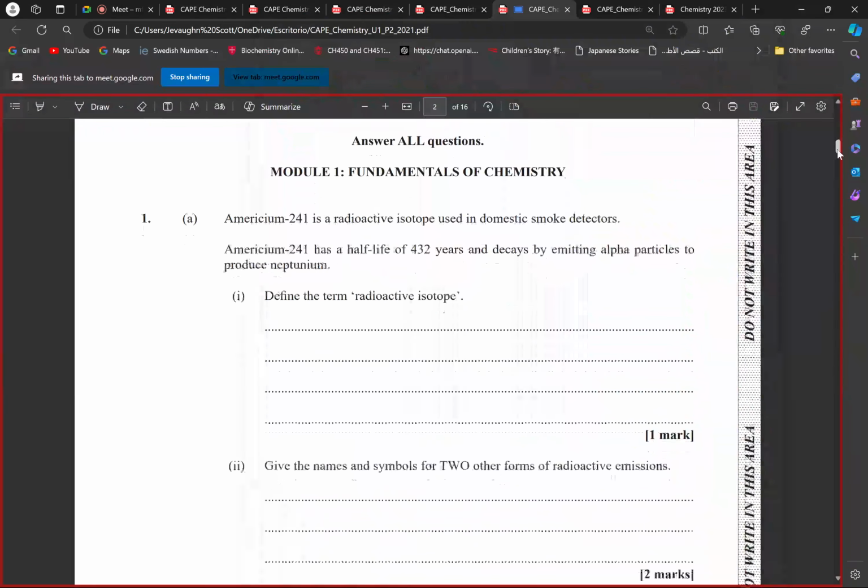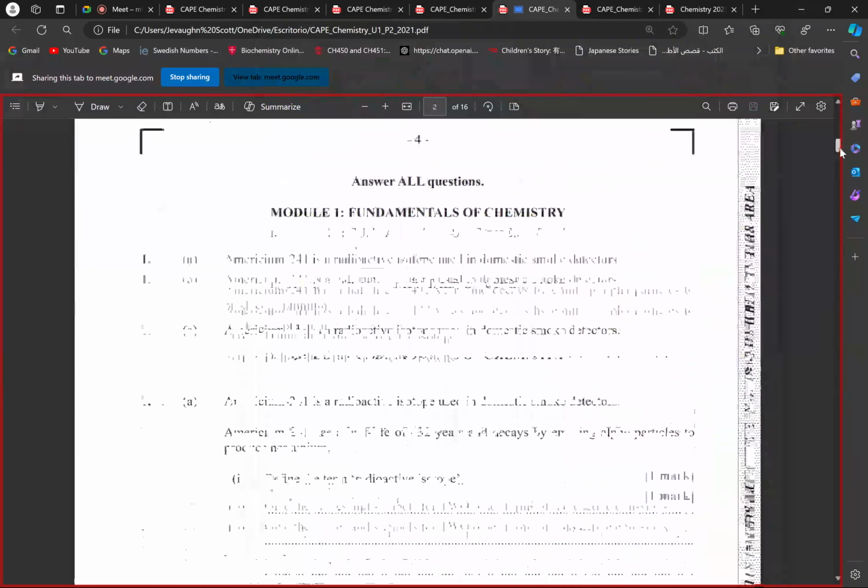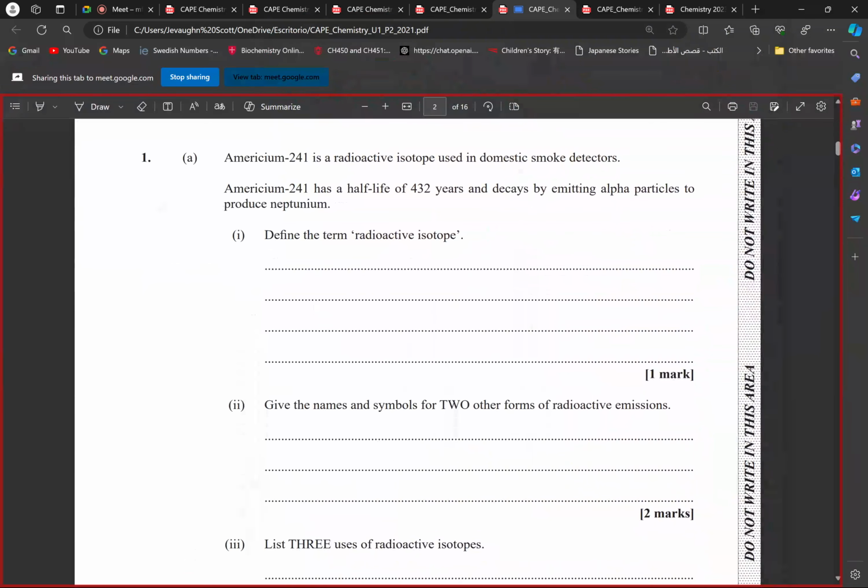So this is a 2021 paper, module one. So let's have a look at this. Number 1A says that americium-241 is a radioactive isotope used in domestic smoke detectors. Americium-241 has a half-life of 432 years and decays by emitting alpha particles to produce neptunium. Define the term radioactive isotope.